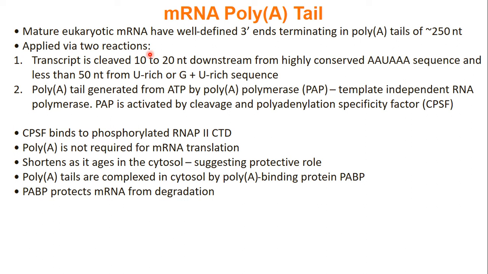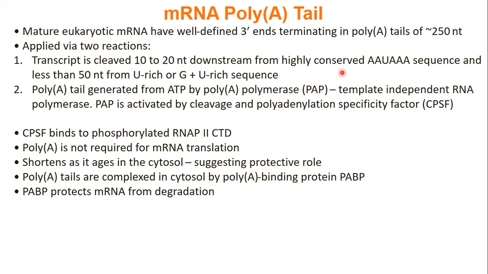So what happens is that for mRNA, the transcript will be cleaved 10 to 20 nucleotides downstream from a highly conserved AAUAAA sequence. So all primary mRNAs will have this sequence. And there will also be a U-rich or a G plus U-rich sequence. And the cut will be less than 50 nucleotides away from this. After this cut is made, we can make this poly A tail by the protein poly A polymerase, or PAP.